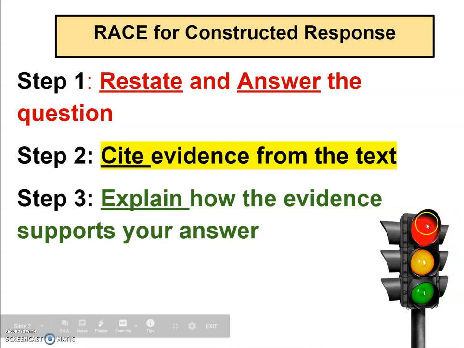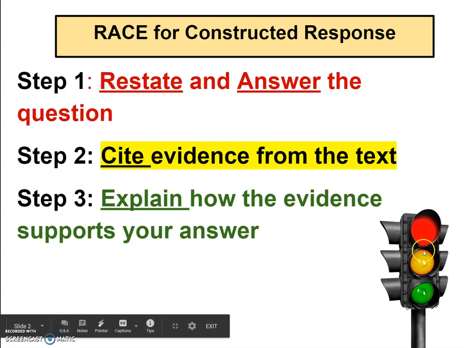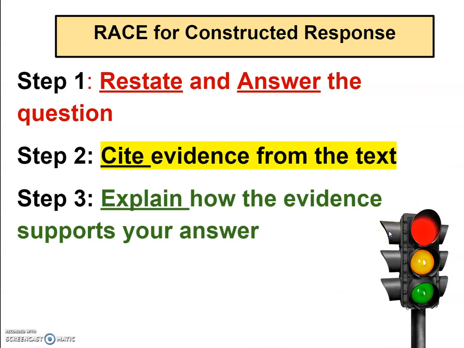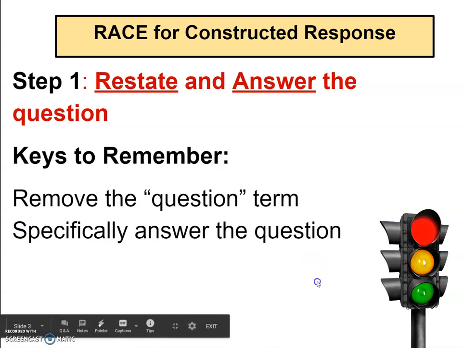The very top of our response, we like to color code red because we know that always comes first and that should be our initial statement. Following that, we'll have our citation in yellow and then our explanation, which follows the citation in green. So our RACE response, if we color-coded it, would follow a red, yellow, green format, just like that traffic light.